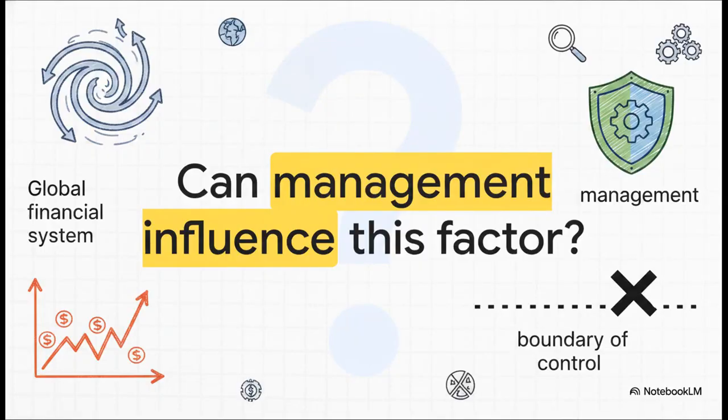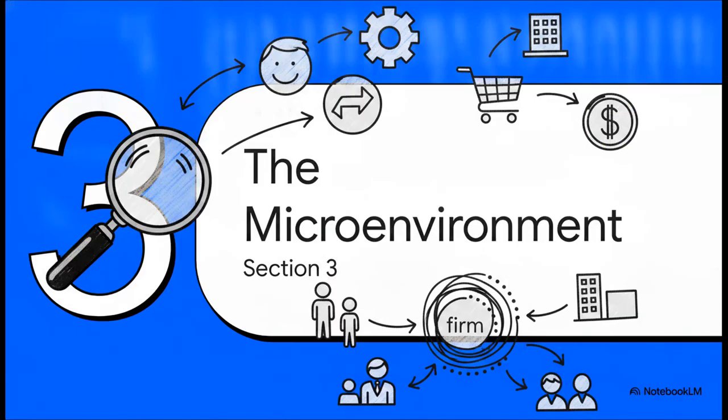And that brings us to a classic exam trap. Whenever you're presented with a macroeconomic factor, I want you to ask yourself this executive-level question. Can management actually influence this factor? If the answer is no, then it's macro. You can't negotiate with inflation. There's no way you can lobby the entire global financial system. You just have to strategically adapt. Recognizing the specific boundary of control is absolutely essential, both for the CSCA exam and for actual corporate leadership out in the wild.